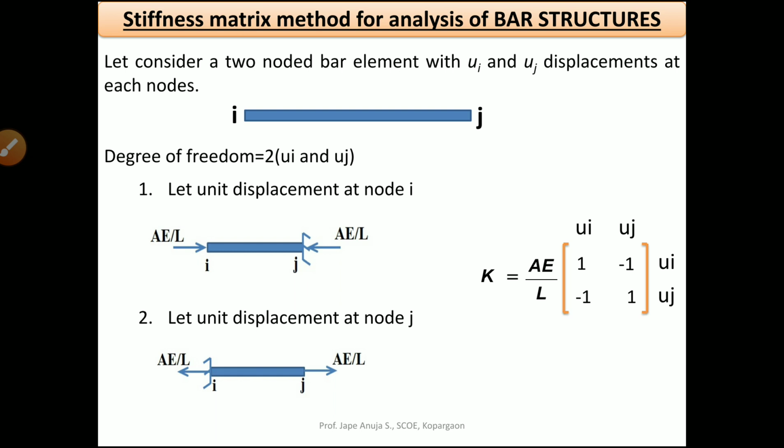So this is the stiffness matrix for a bar element, a typical stiffness matrix which will be used in analysis of any bar structure. This is the standard matrix K equal to AE upon L times 1, -1, -1 and 1. So remember this.